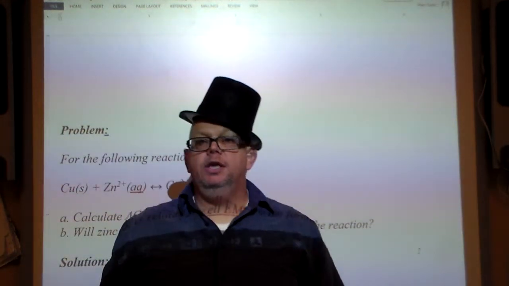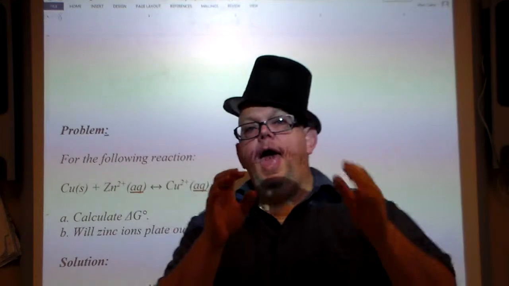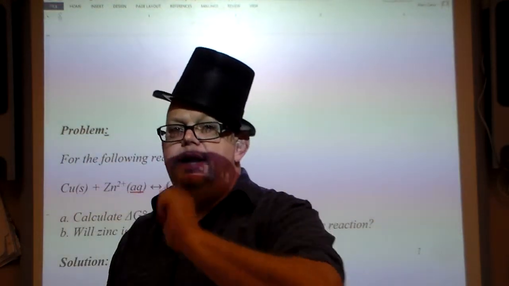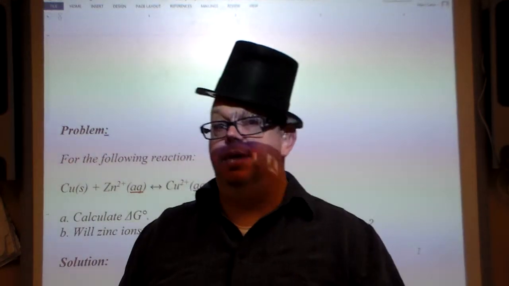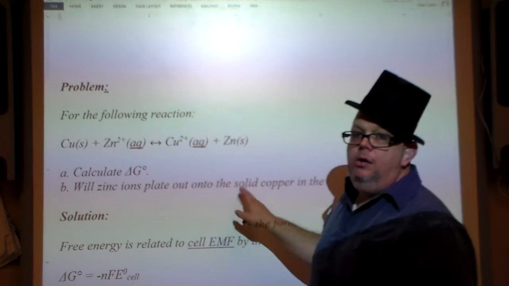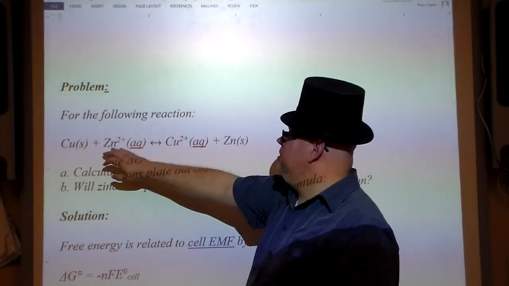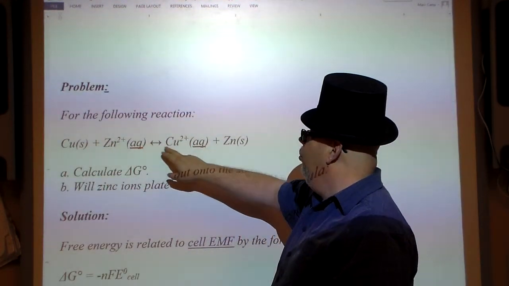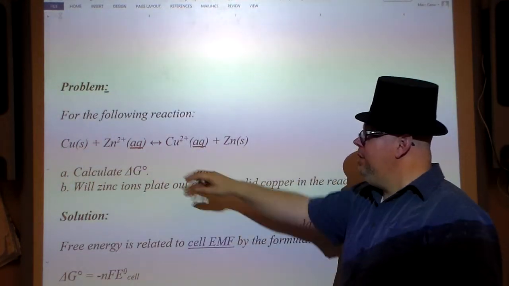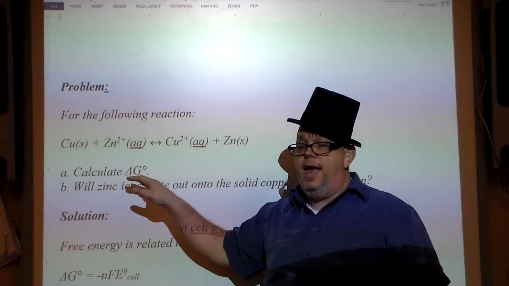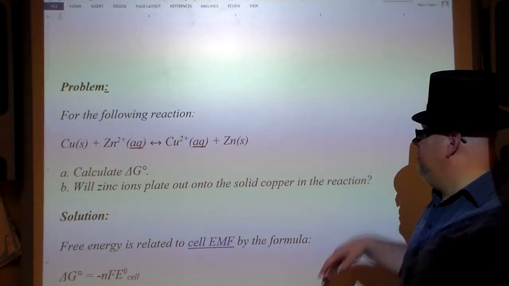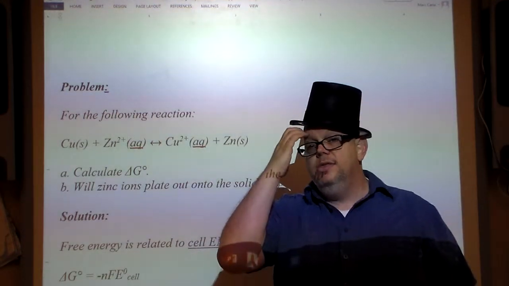We're going to take a look here. We're going to have copper and zinc, and we're going to see, can we make the zinc plate onto the copper? So here's our reaction: solid copper and zinc ions will give us copper ions and solid zinc. Now we're going to calculate the delta G of this reaction, and we're going to answer the question: will zinc ions plate out onto the solid copper in this reaction?